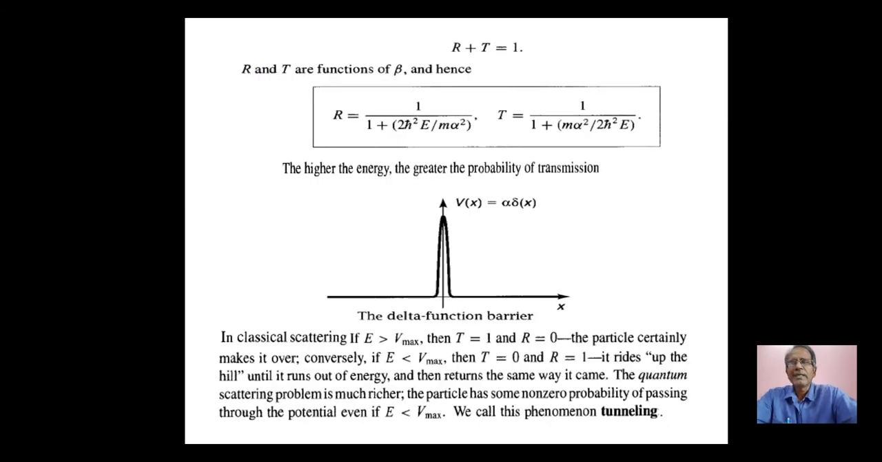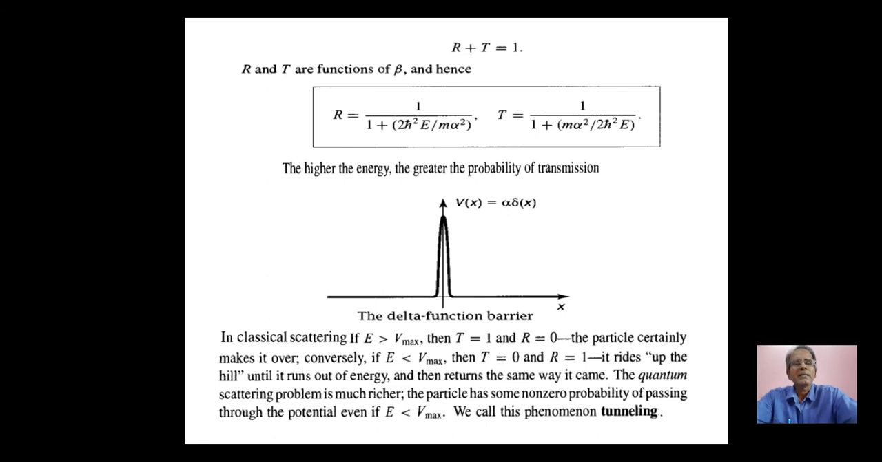Now we get R plus T equal to 1, and R equal to 1 upon 1 plus 2h cross square E upon m alpha square, and T equal to 1 upon 1 plus m alpha square upon 2h cross square E. We see in these expressions that the higher the energy, the lower is the value of the reflection coefficient and the higher is the value of the transmission coefficient. That is, lower is R and higher is T. T stands for probability of transmission.